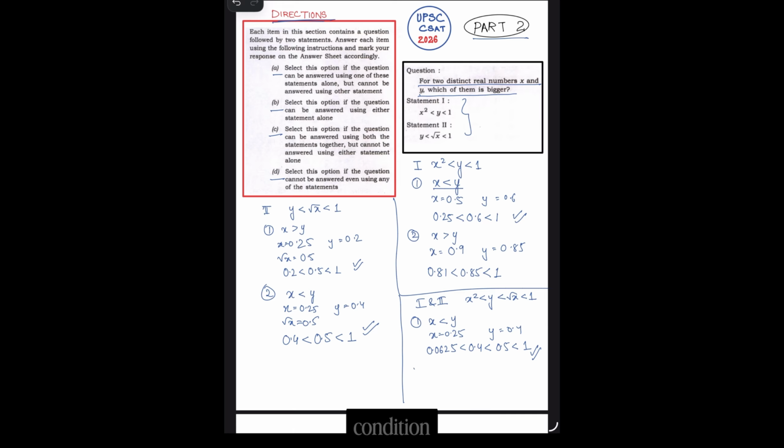Now let us take case 2 in which x is greater than y. So we will take x as 0.25 and y as 0.2. Now x square will become 0.0625. So 0.0625 is less than 0.2, which is less than root x. Root x is 0.5 and this is less than 1. So in both the cases, the condition is satisfied. So even after using both the statements together, we still cannot determine which number is larger. Therefore, the correct option is option D. Even both statements together are not sufficient to answer the question.